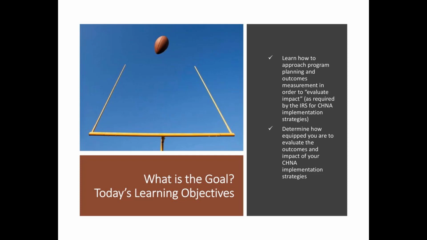So what are we going to talk about today? We're going to talk about how to approach program planning, particularly the outcomes measurement process of it, in order to evaluate impact as the IRS requires for the CHNA implementation strategies. And we're going to give you some tips and tricks to help you determine how equipped you are to evaluate the outcomes and impact of your implementation strategies, and show you some examples of what evaluations look like.